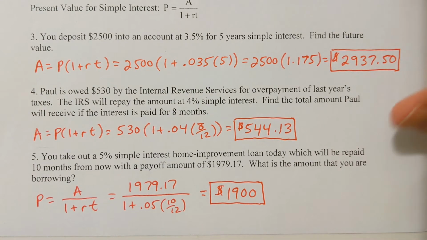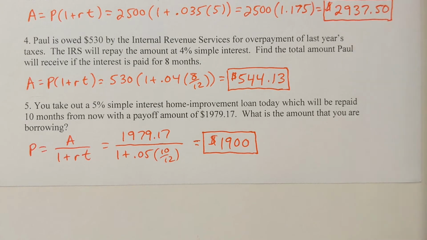Problem 4. Paul is owed $530 by the IRS for overpayment on last year's taxes. The IRS will repay the amount at 4% simple interest. Find the amount Paul will receive if the interest is paid for 8 months.